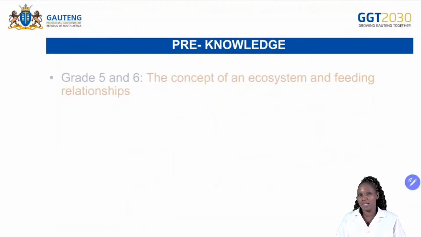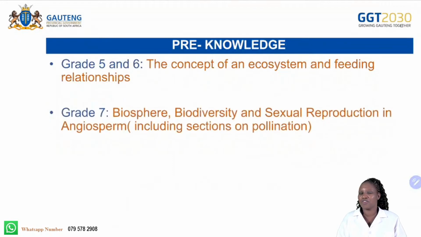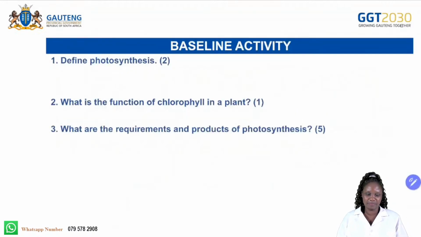And then pre-knowledge. What is pre-knowledge? This is prior knowledge. This is the knowledge that you already have, grade 8. Remember, when you were in grade 5 and grade 6, you did the concept of an ecosystem and feeding relationships. And then in grade 7, we did biosphere, biodiversity and sexual reproduction in angiosperms, including sections on pollination.